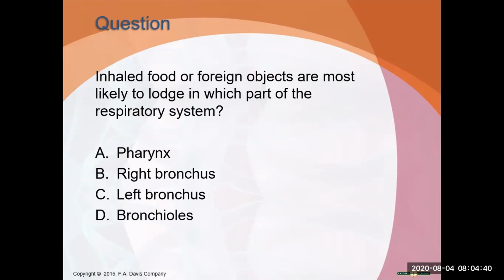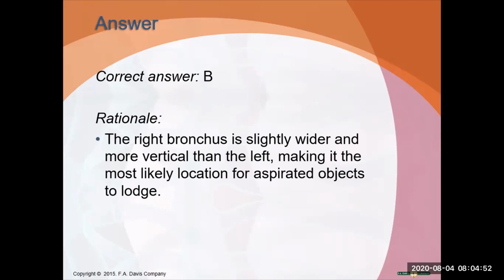So is it the pharynx? No, because that's not in the lungs where we expect it to go. Is it the right bronchus, the left bronchus, or the bronchioles? Okay, so the answer is B, the right bronchus. And the right bronchus is slightly wider and more vertical than the left, making it the most likely location for aspirated objects to lodge, which makes sense because on the left side, everything is a little more crowded because the heart is there.